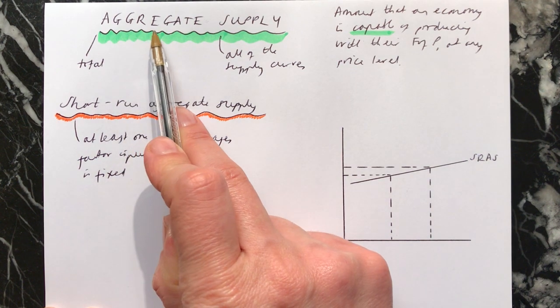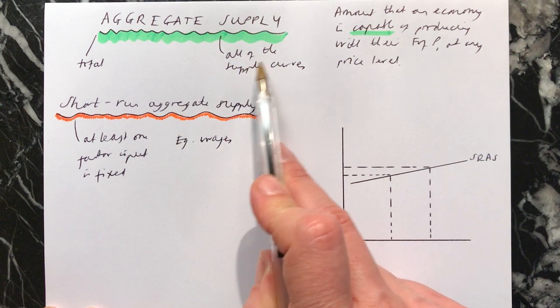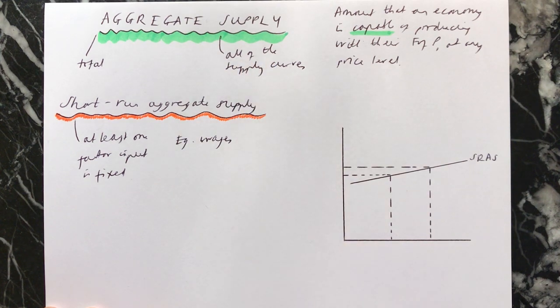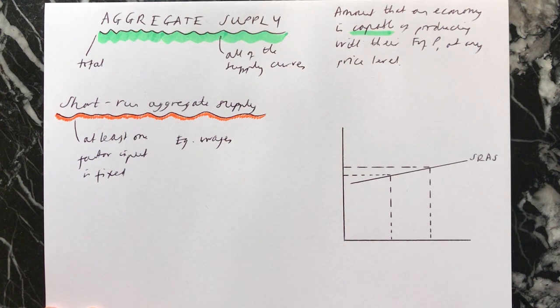And we know the word aggregate means total, and in this case it's all of the supply curves of all of the firms in the economy put together. So how much are all those firms capable of producing at any one time? First of all, we're going to look at short-run aggregate supply, and then we'll go on to long-run afterwards.